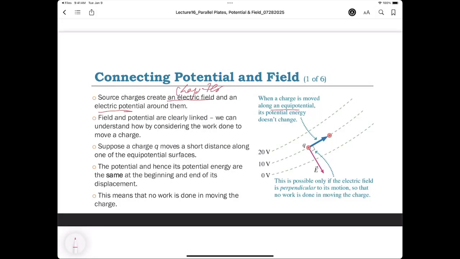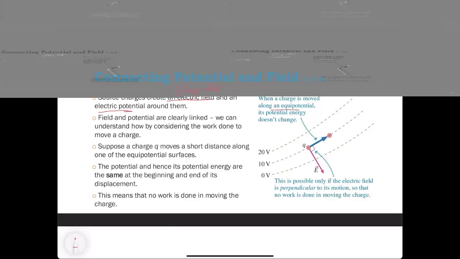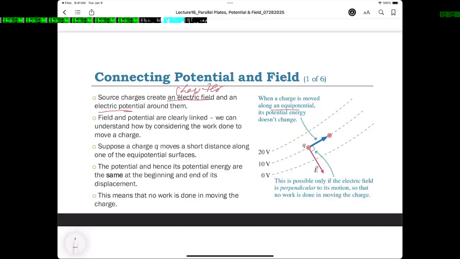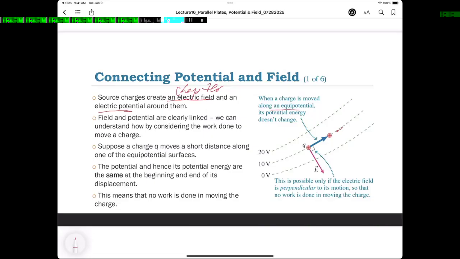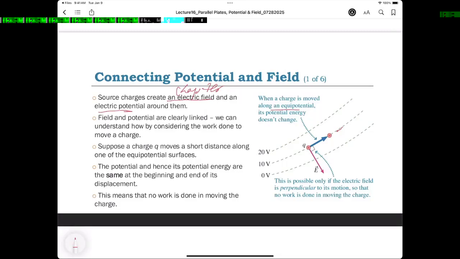You can see when a charge is moved along an equipotential, its potential energy doesn't change, because it's an equipotential line, which means the electric potential is the same, and the potential energy does not change. But what does change? We will talk about it.